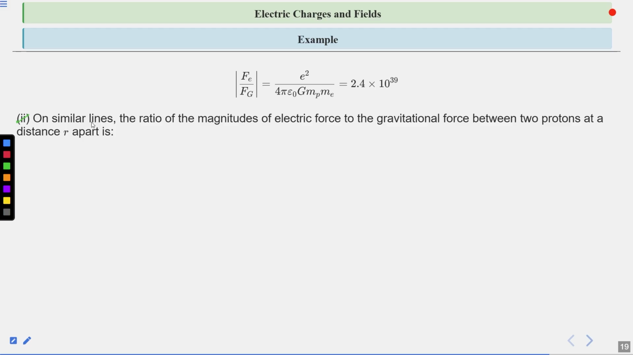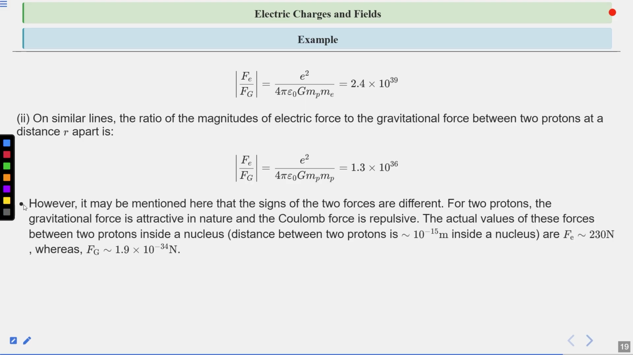Second, on similar lines, the ratio of magnitudes of electric force to the gravitational force between two protons at a distance r apart is e square divided by 4 pi epsilon naught G mp square, equal to 1.3 into 10 raised to the power 36. However, it may be mentioned here that the signs of the two forces are different. For two protons, the gravitational force is attractive in nature and the Coulomb's force is repulsive.